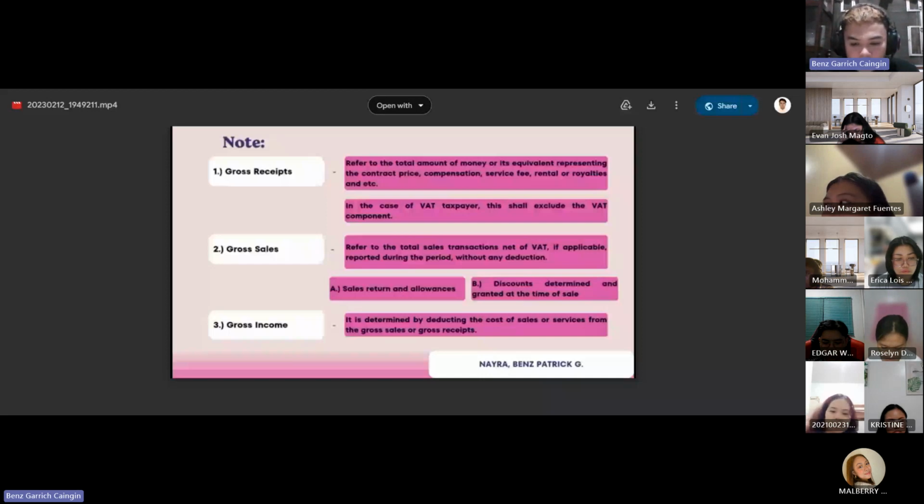On the other hand, gross sales refer to the total sales transactions net of VAT, if applicable, reported during the period without any other deduction. However, gross sales subject to the 8% income tax rate option shall be net of these deductions.